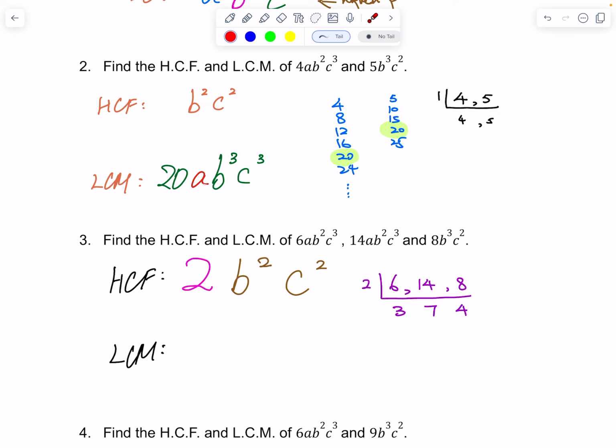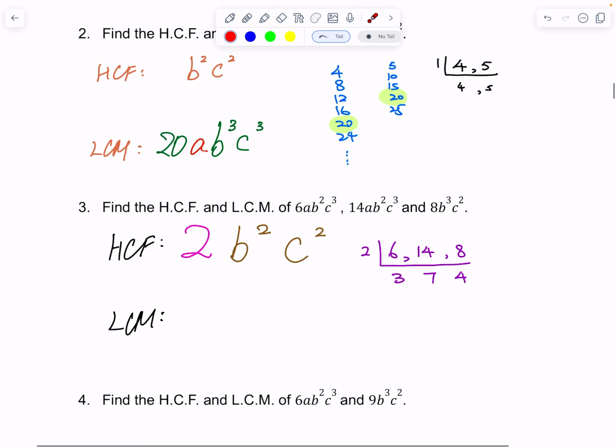Did I do something wrong? Nope, I did not. Anyways, I took 2 out. I had 2 times 3 is 6, 2 times 7 is 14, and 2 times 4 is 8. So nothing else is common between them, so I can end here. So this is my HCF, 2.